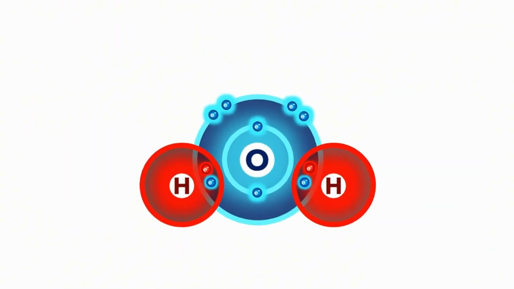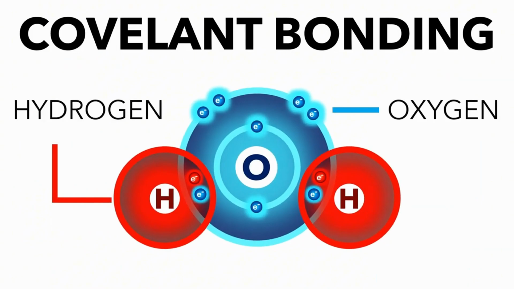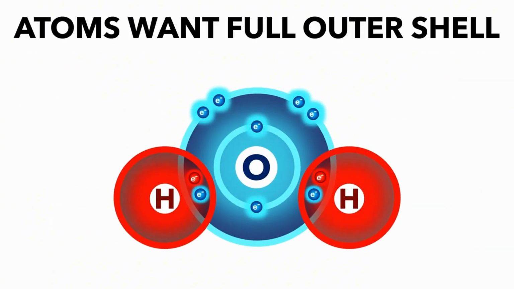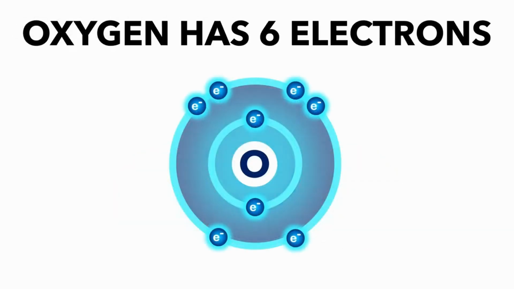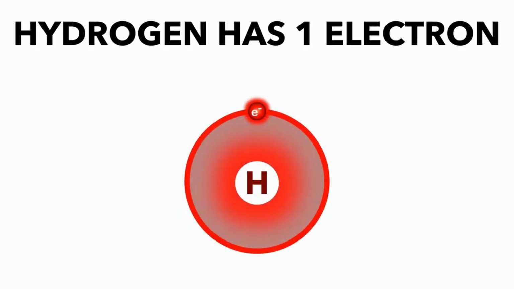Second, covalent bonding between non-metal atoms. Let's look at water. Again, all atoms want a full outer shell. Oxygen has 6 outer shell electrons but needs 8. Hydrogen has 1 electron in its outer shell but needs 2.